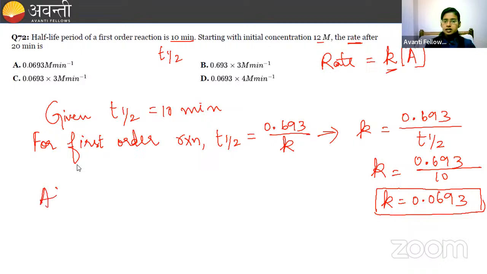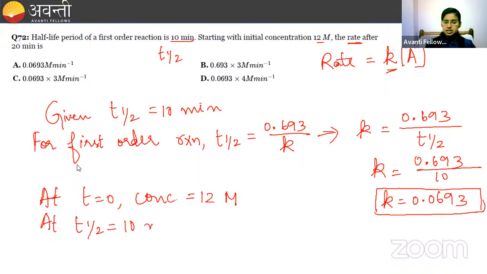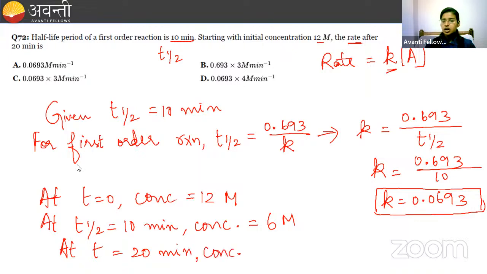Now we have to find out the concentration at 20 minutes. At time T equal to 0, initially the concentration of the reactant is 12 molar. Now at T half, after 10 minutes, after the half-life period, the concentration would have been reduced to half of the initial concentration, which is 6 molar. Now we have to find out the rate after 20 minutes. So at time T equal to 20 minutes, the concentration will get reduced to half of this value again, right? Which is 3 molar. So at T equal to 20 minutes, the concentration of the reactant is 3 molar.